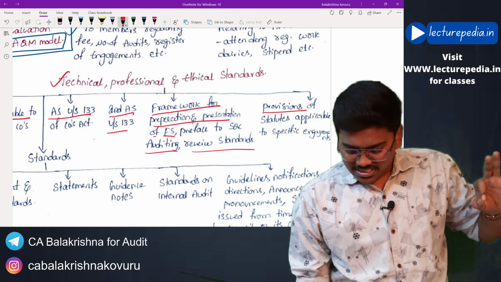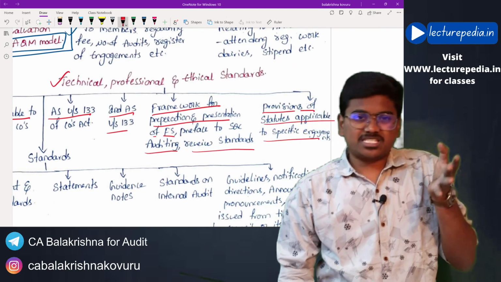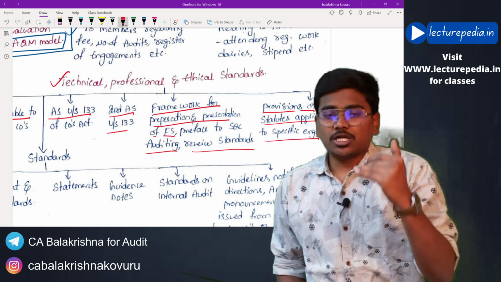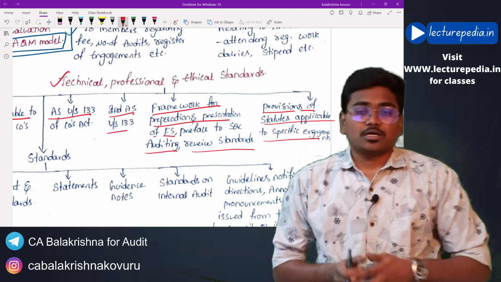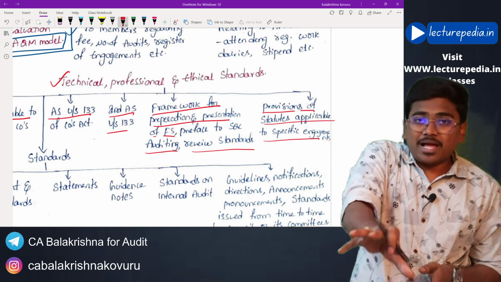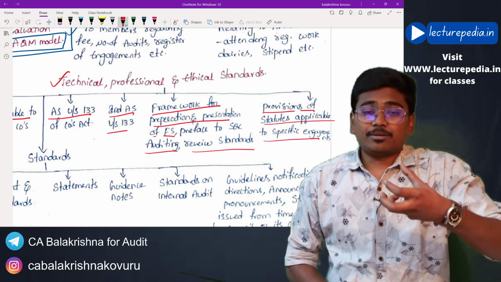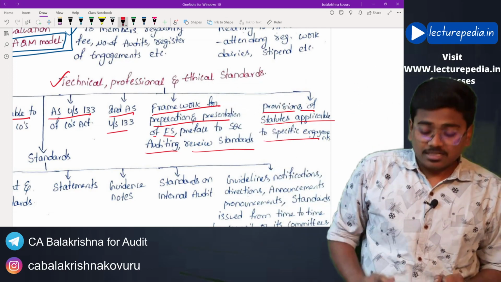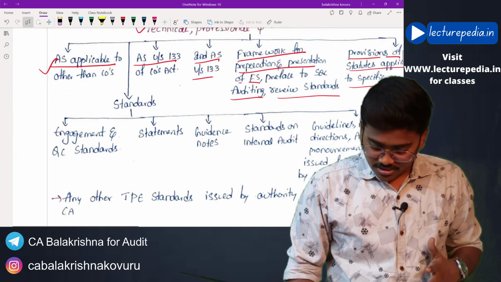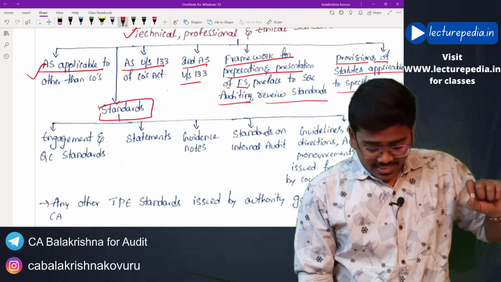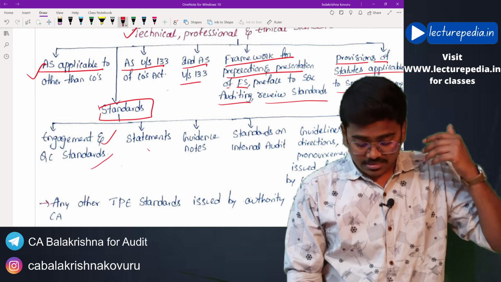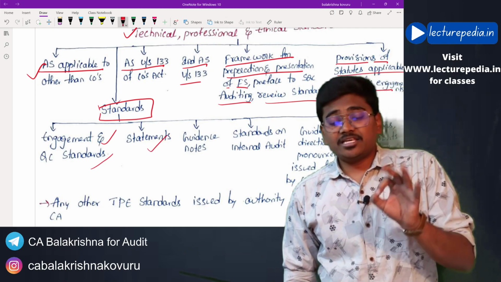Next, provisions of statutes applicable to specific engagement. Let's say you are doing audit of a bank, then the specific laws that are applicable to banking company will also be coming under technical, professional, ethical standards. In the same way, insurance companies example you can take. Next, standards such as engagement standards, quality control standards, statements that the ICAI issues.